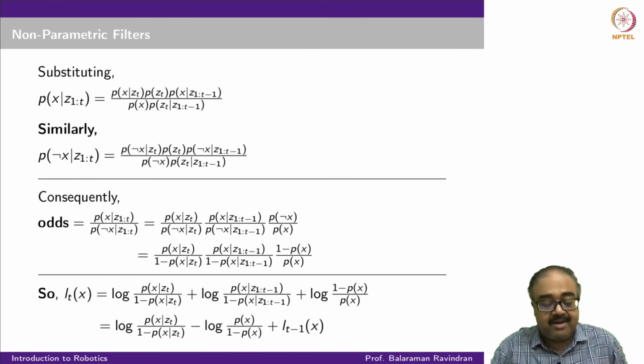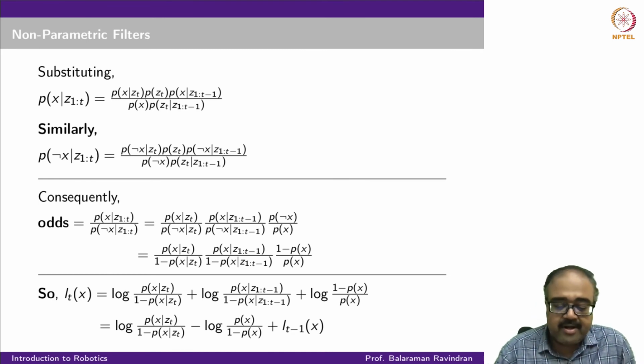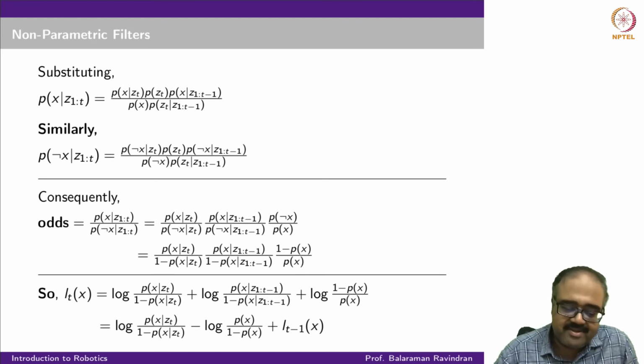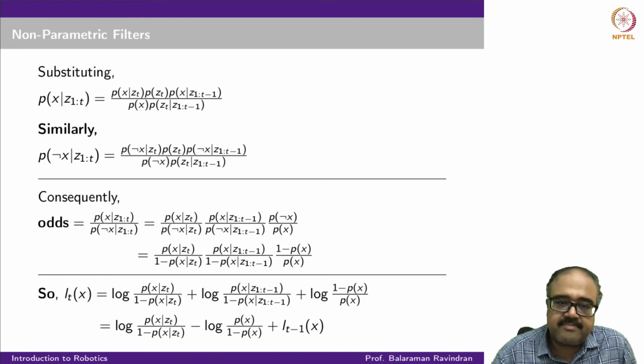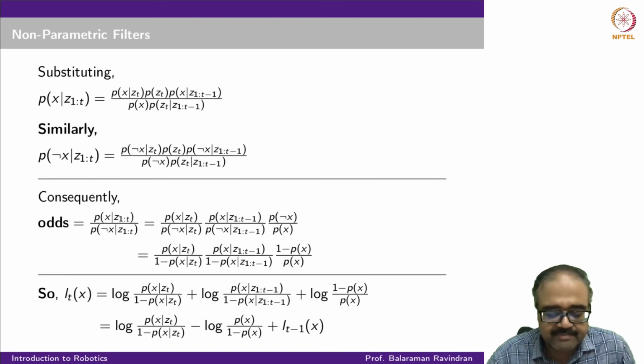So here is where our thing comes in, right? I'm going to take the odds, which is probability of x divided by probability of not x, given z1 to t. So this is basically the odds of our belief representation. Probability of x is the probability of x being true under the belief at time t, and this is the probability of x being false under the belief at time t. So I take that and that's my odds.